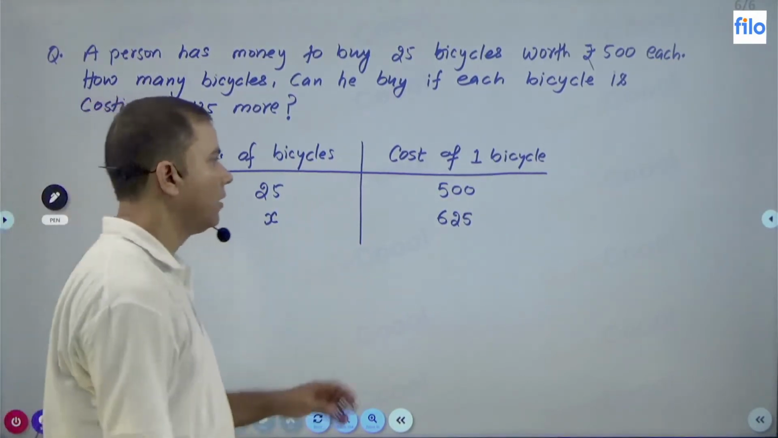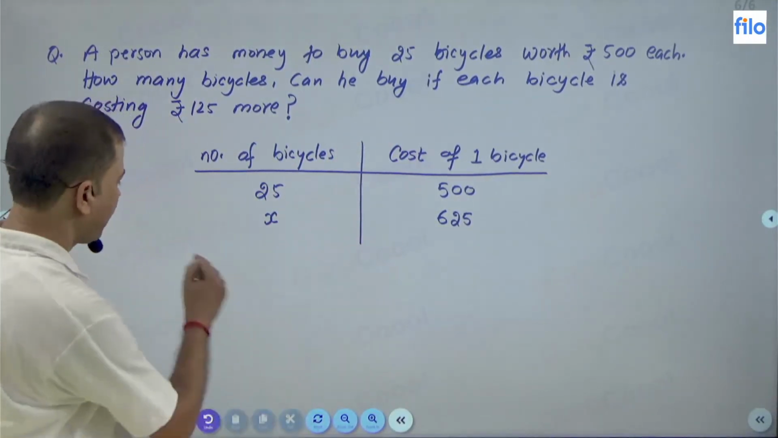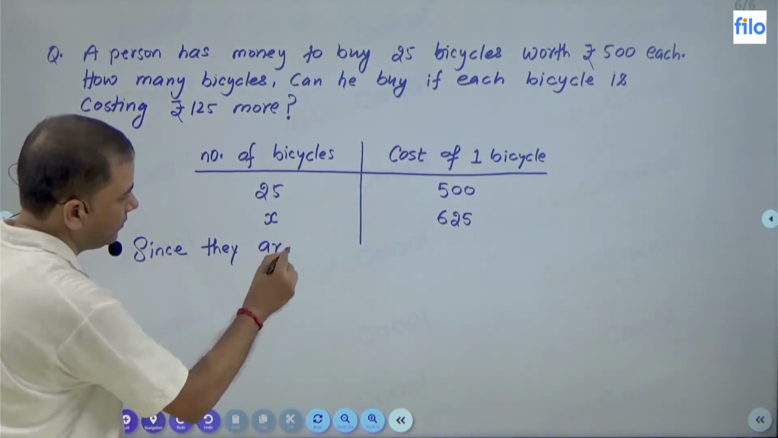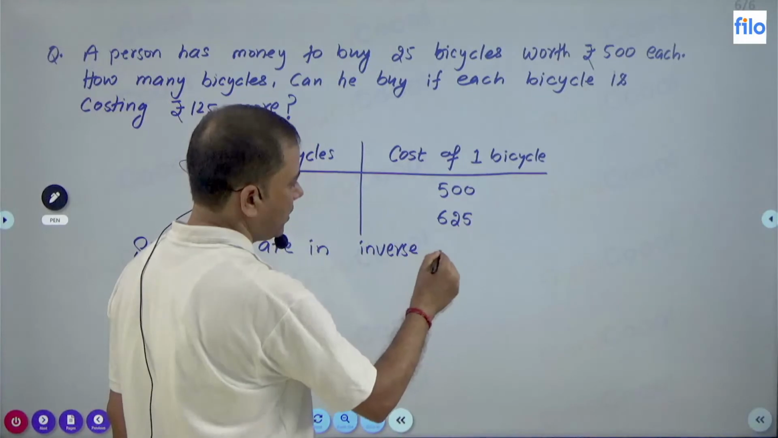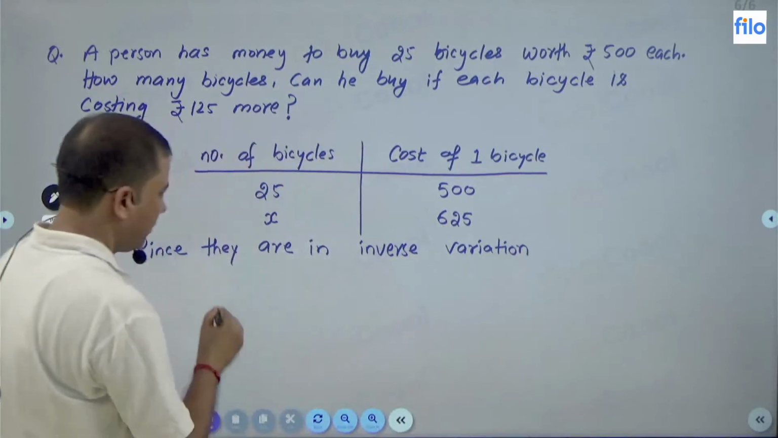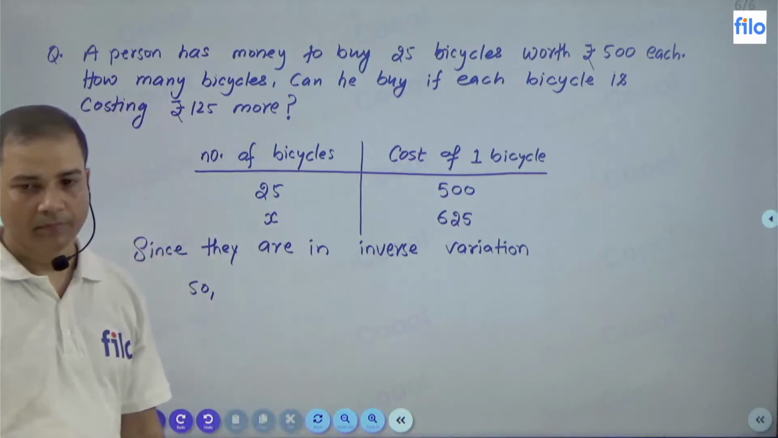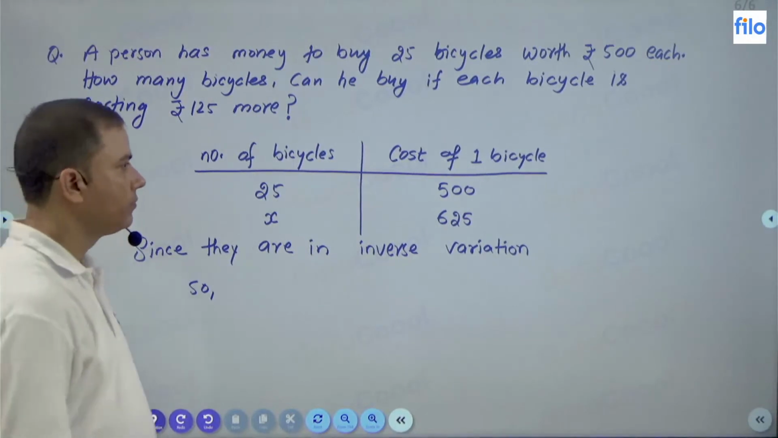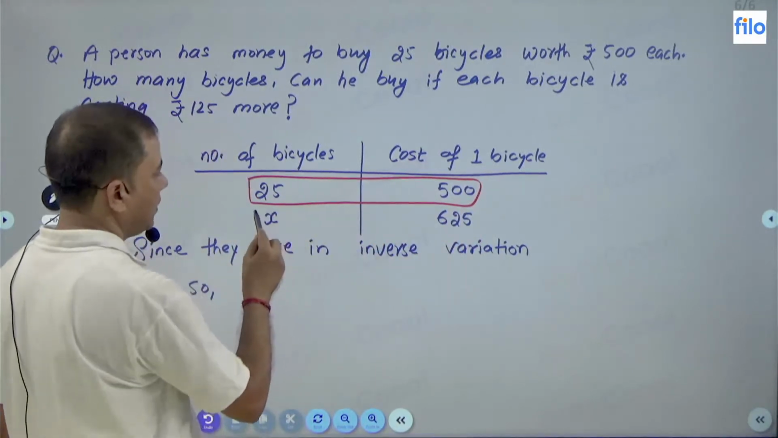Well, so we now understand they are in inverse variation or proportion. So, what do you think will be the same this time, ratio or product? No answer. Product will be the same. They are inverse variation, so the product will be the same.